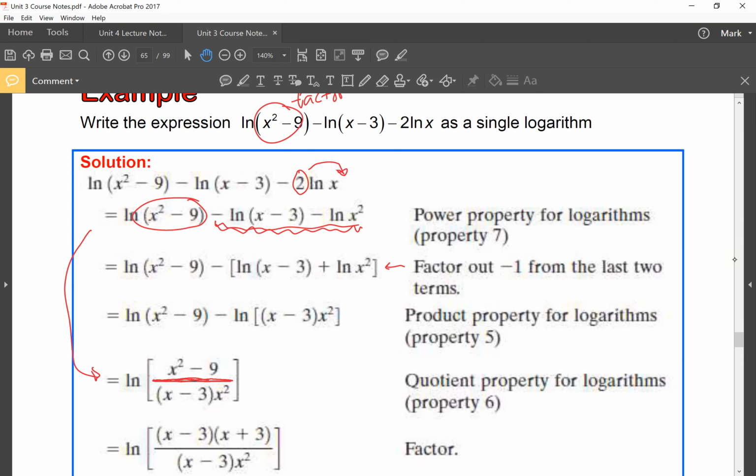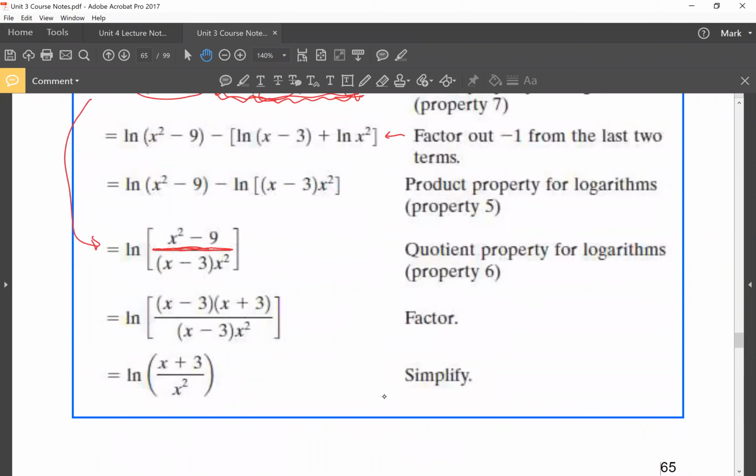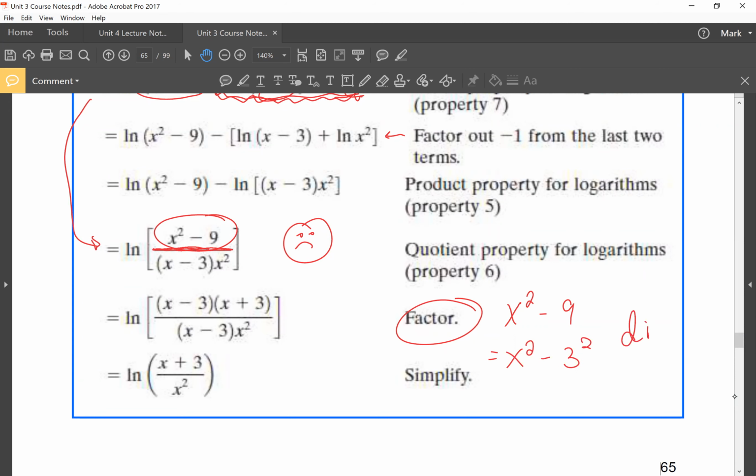You can factor these if you want, but you don't need to show me those steps. I just say it's x squared minus 9 divided by this and this. All right, this looks good, right? You might think you're done here, but oh no, you are not done, because you need to factor another difference of squares here. x squared minus 9 is x squared minus 3 squared. Another difference of squares.